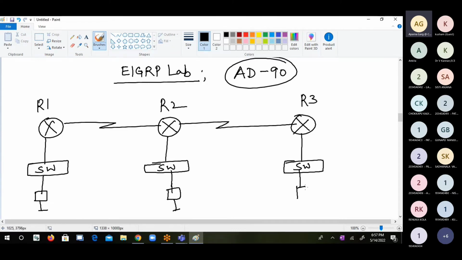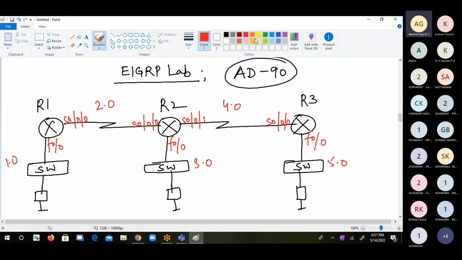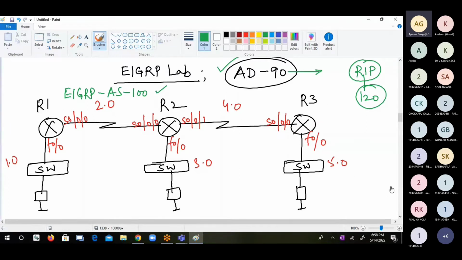We are going to take the same scenario. This is 192.168.1.0. This is 2.0. This is 3.0. This is 4.0. This is 5.0. This is serial 0/0/0. This is serial 0/0/0. This is F0/0. This is serial 0/0/1. This is serial 0/0/0. This is F0/0. What we are going to implement here is the EIGRP protocol with AS number 100 in all this network. Since the AD value of EIGRP is 90 and we have already configured RIP as 120, you will see that my routing table will populate the EIGRP route. Fine, everyone, please take the screenshot, we are going to implement.